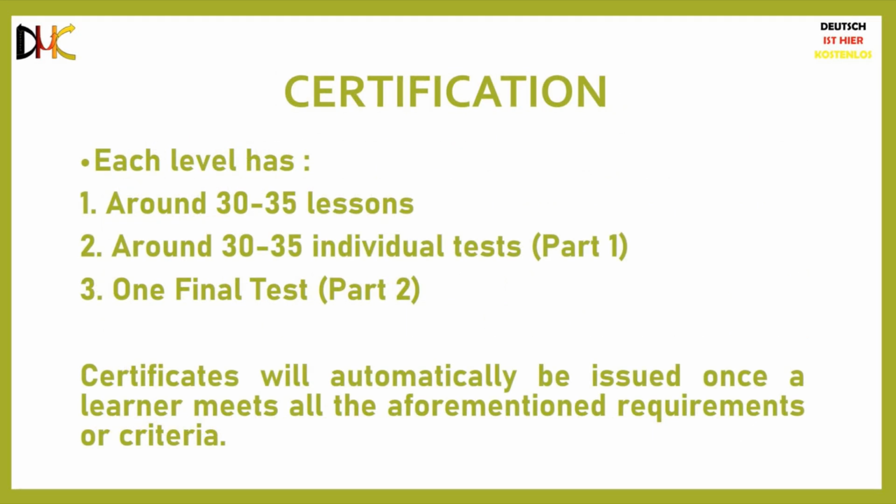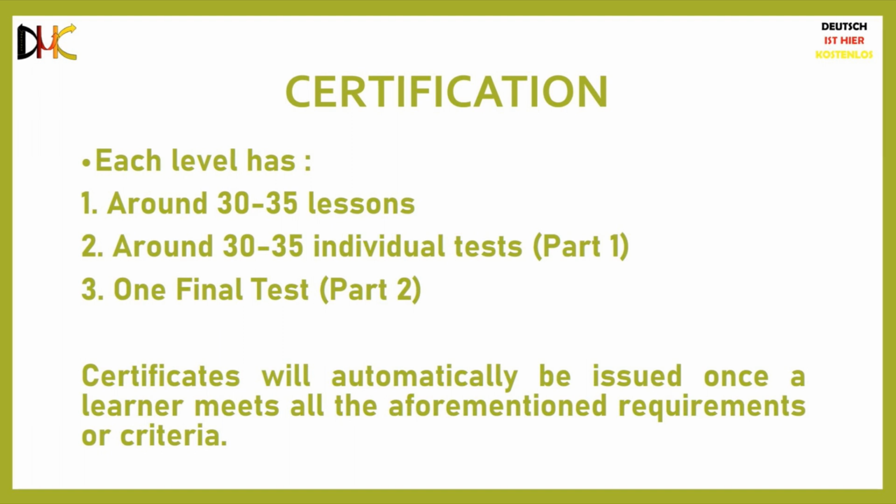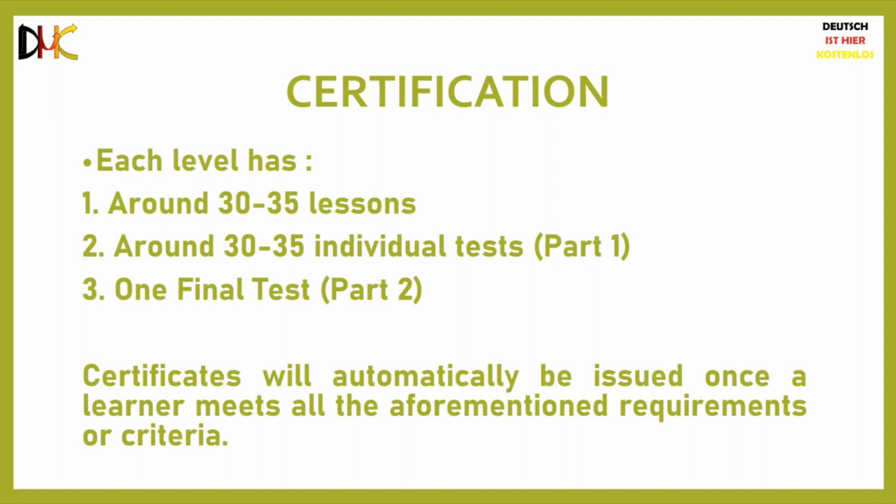Each level might approximately have around 30 to 35 lessons, so that means completing around 30 to 35 individual tests with just as many correct keywords, along with the final test with at least 15 points in part 1, at least 35 points in part 2, and at least 60 points overall will get you your certificate. All your certificates will be sent to you once you meet all the requirements as mentioned in the introductory videos. You need not worry about it at all.